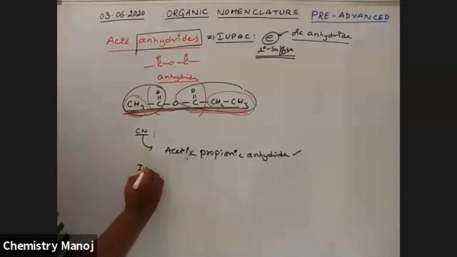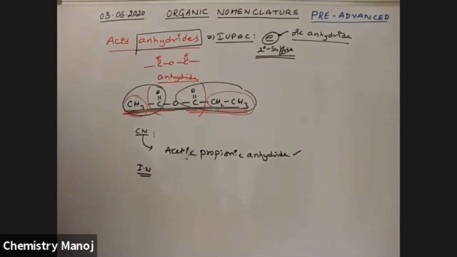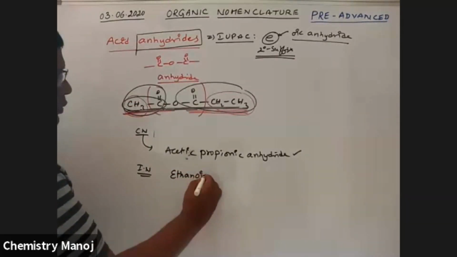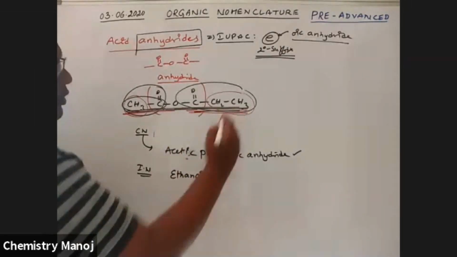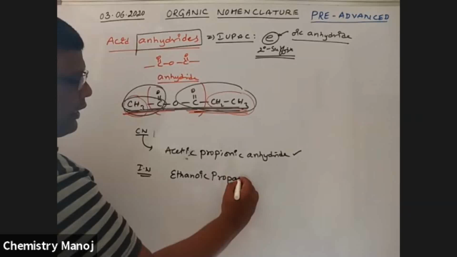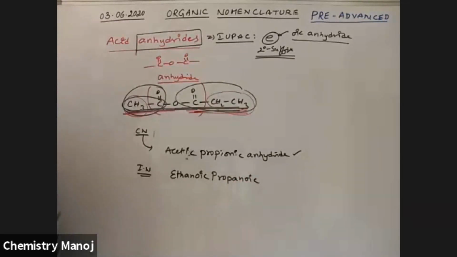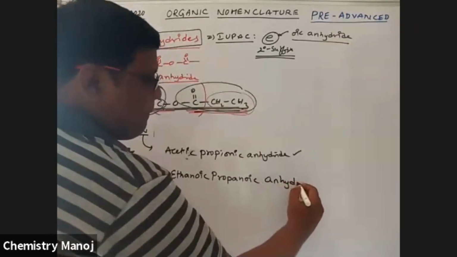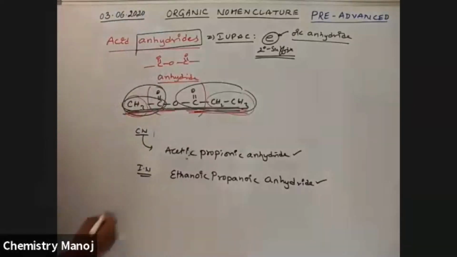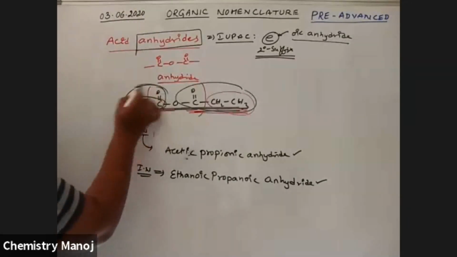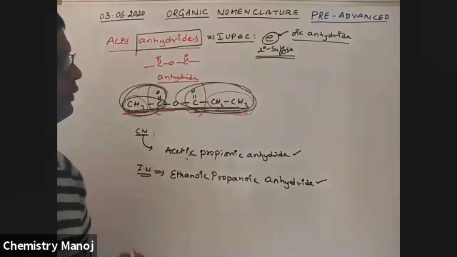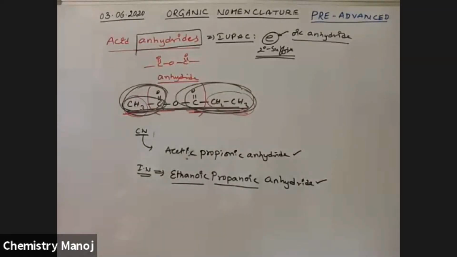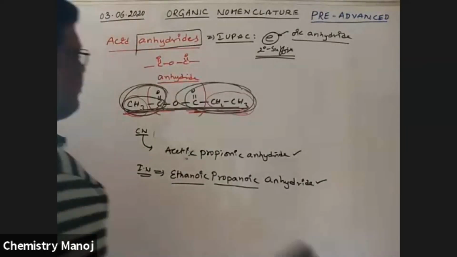Now the IUPAC name. It is 2 carbons, that is ethanoic. It is 3 carbons, propanoic. Ethanoic propanoic anhydride is the IUPAC name. So let us take one more example.